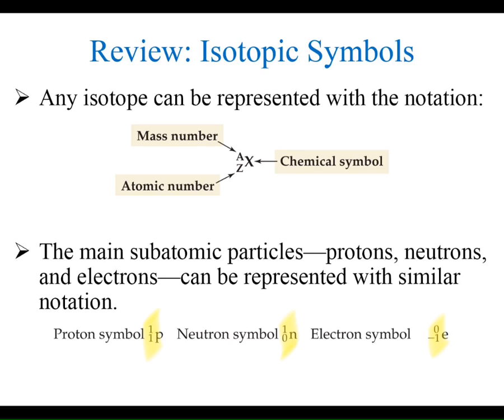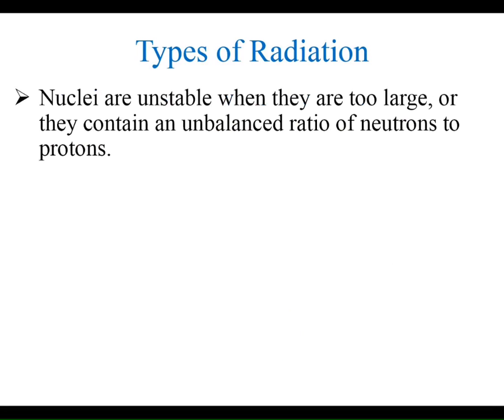Okay, so let's talk about why there is radiation. Because the nucleus is either too large or it doesn't have a good ratio of neutrons to protons. So again, it's all about the nucleus. We do not care about the electrons when it comes to radiation and nuclear chemistry. We care about the nucleus, the protons and the neutrons.